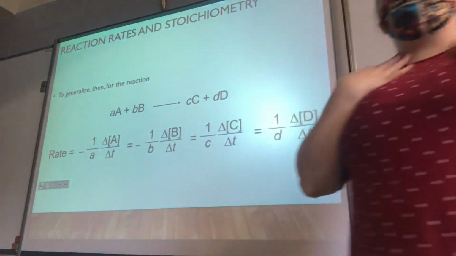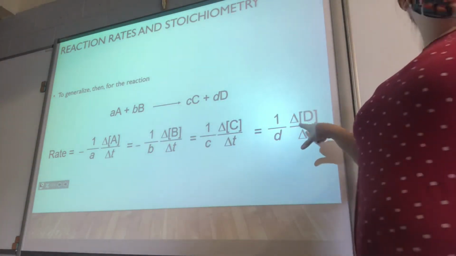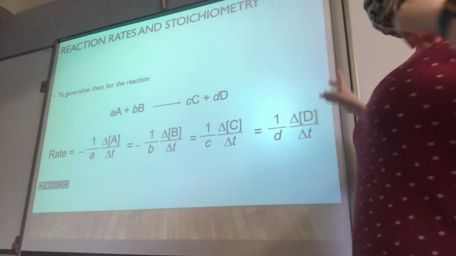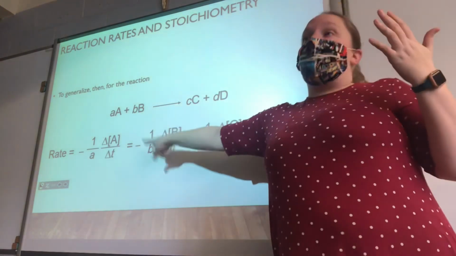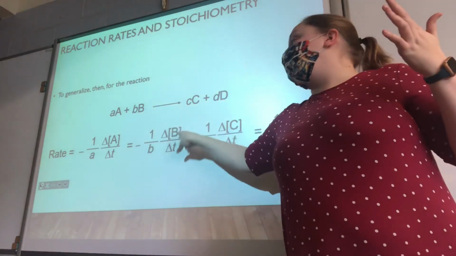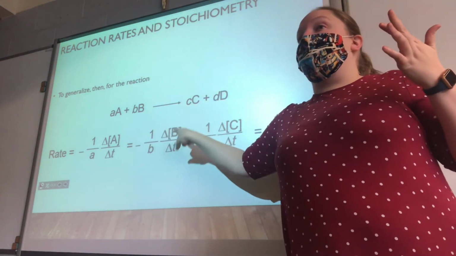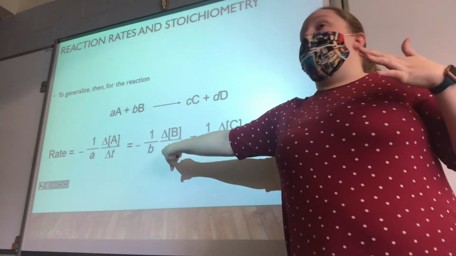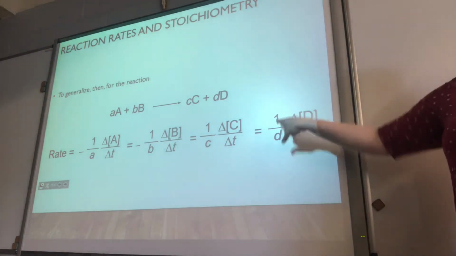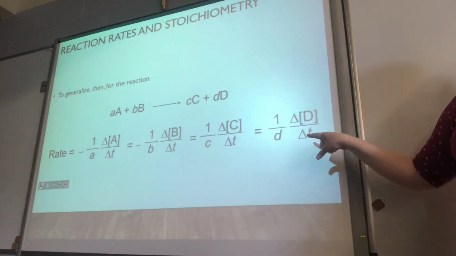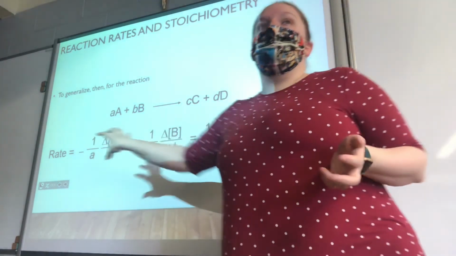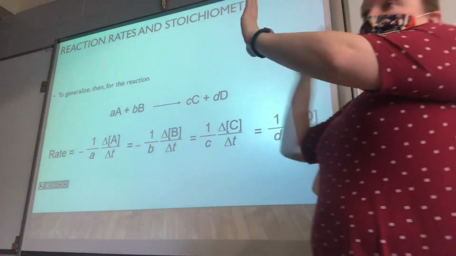So if I want to know the rate at which D is appearing compared to the rate at which B is disappearing, I can write negative 1 over b times the change in the concentration of this particular reactant over time is equal to 1 over d times the change in the concentration of D over time. You don't have to write all of them out every single time. You can relate just two things if you want. Yes?